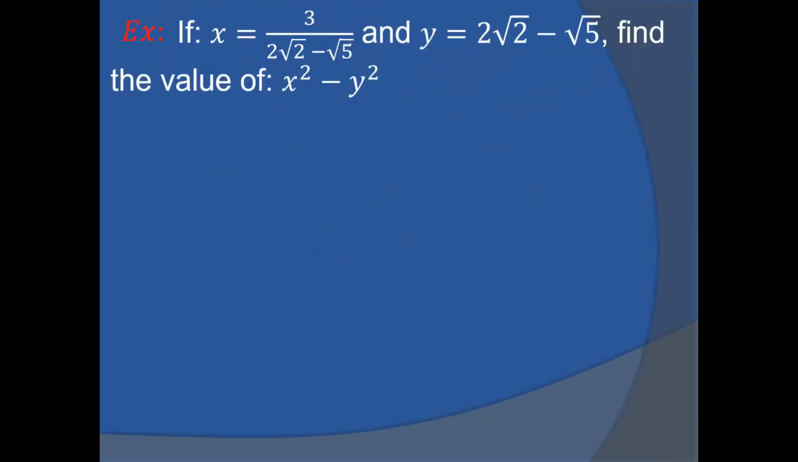An example also. If x equals 3 over 2 root 2 minus root 5 and y equals 2 root 2 minus root 5. First, find the value of x squared minus y squared. First, I must make the denominator in x a rational number, so I multiply by the conjugate. I make x, 3 over 2 root 2 minus root 5, multiplied by 2 root 2 plus root 5 over 2 root 2 plus root 5.